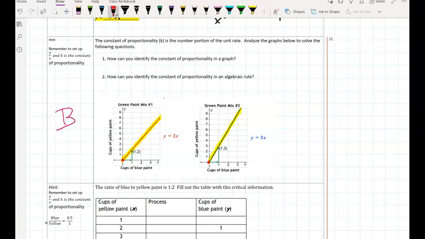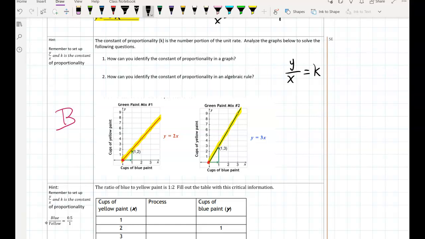But how can we identify the constant of proportionality just by looking at the graph? Well, the same way that you would if you were looking at a table. When you're trying to find the constant of proportionality, remember, the constant of proportionality can always be found by dividing y by x. Y divided by x will always give you the constant of proportionality.